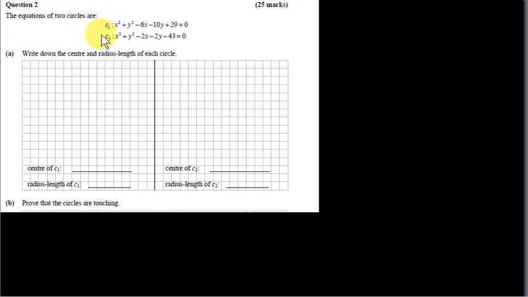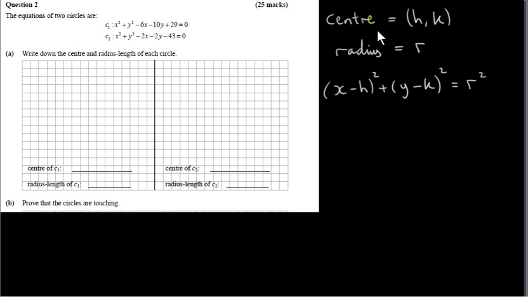The equations of two circles are: C1 is x squared plus y squared minus 6x minus 10y plus 29 equals 0. C2 is the circle x squared plus y squared minus 2x minus 2y minus 43 equals 0. Write down the centre and radius length of each circle.